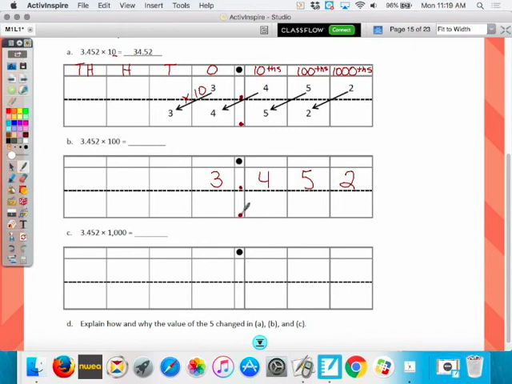Okay, so I need 2 decimals on here. What am I multiplying by this time? 100. How many zeros are on 100? 2. So watch my pen. 1, 2. Move it down. What do I write on the arrow this time? Times 100.